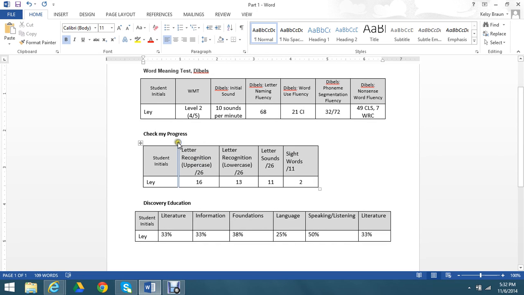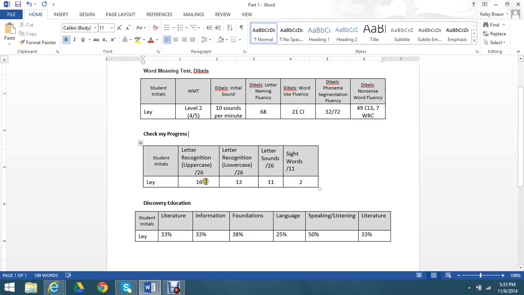Check My Progress is something that we do with students every so often to see if they're getting their letters, being able to say their letters, upper and lowercase, saying the names of those letters, recognizing those sounds, being able to tell us the sounds, and saying their sight words. So really quick, letter recognition uppercase would be just being able to say those uppercase letters. If they see an A, being able to say A.